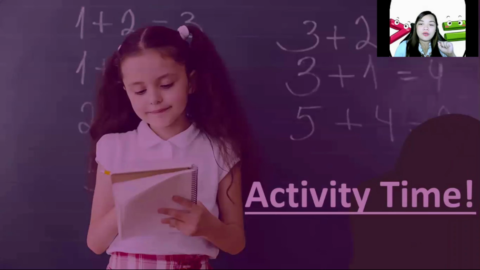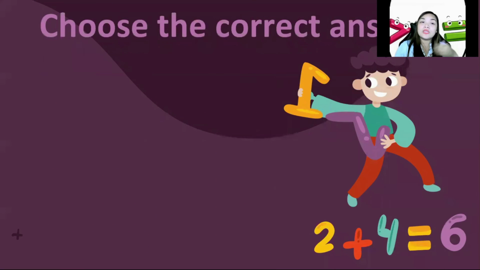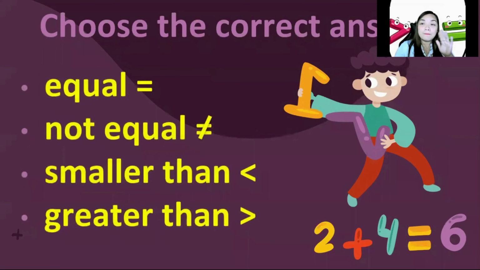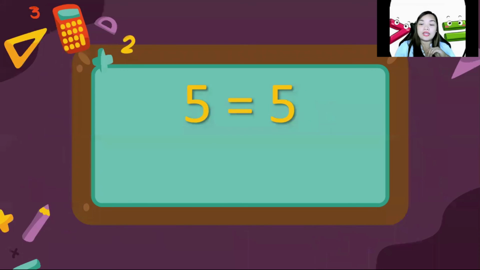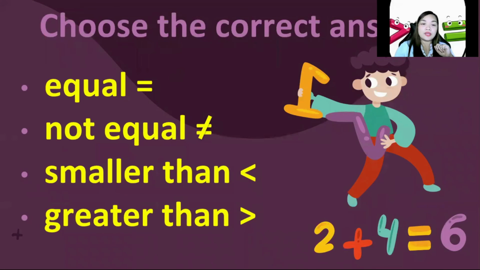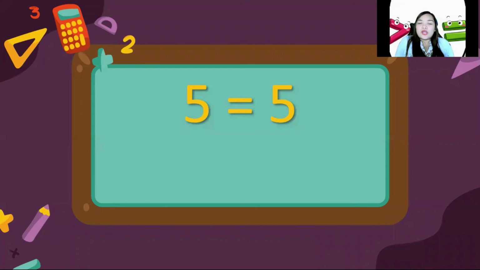Now, let's go on with our activity. It is activity time. All right, so you have to choose the correct answer from the choices below. So equal, not equal, smaller than, and greater than. All right, so let's try it out. Try to guess if it's equal, not equal, greater than, or smaller than.